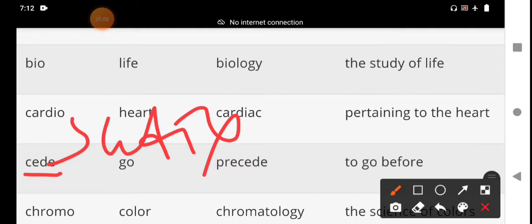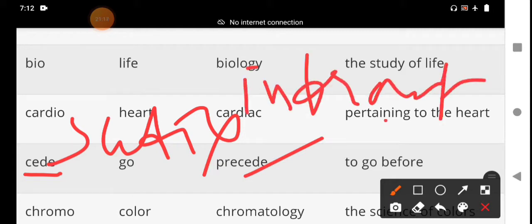The derived words: exceed, E-X-C-E-E-D, and precede. Precede means come before or in front of. That is the meaning of cede. And one more meaning: give up power or territory.